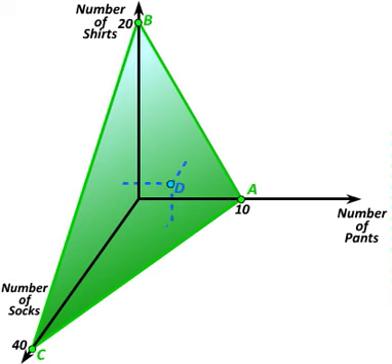Bundle D, for instance, lies on this green sheet that we've drawn. Bundle D contains 5 pants, 5 shirts, and 10 socks. 5 pants cost $100 at $20 each, 5 shirts cost $50 at $10 each, and 10 socks cost $50 at $5 each. Thus my total spending at bundle D adds up to my entire $200 budget, putting me on the boundary of my budget set.